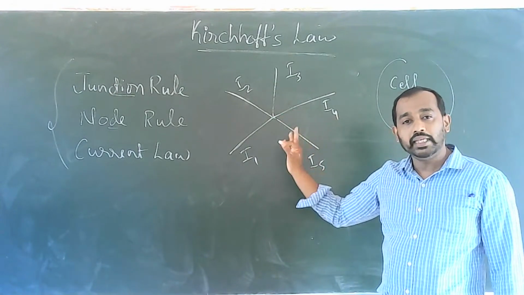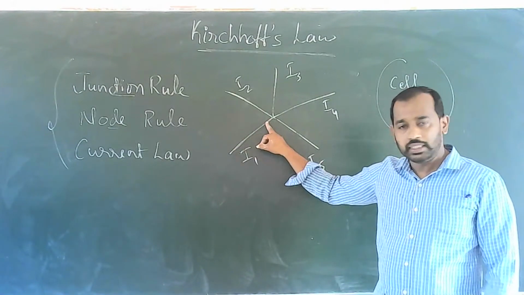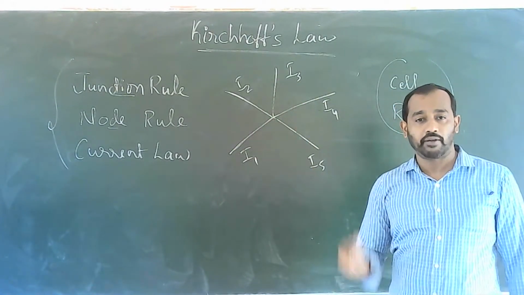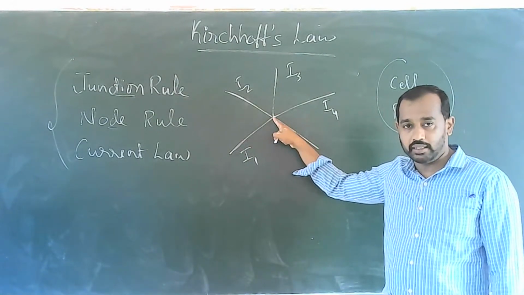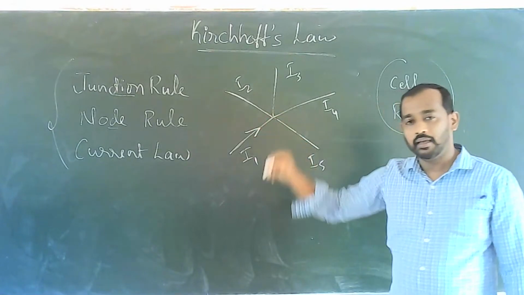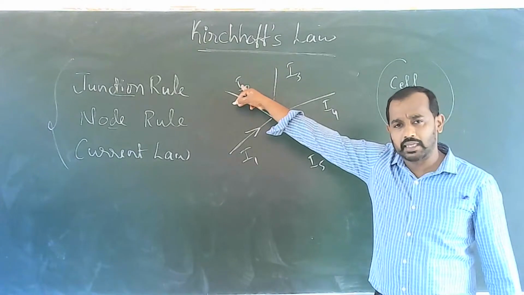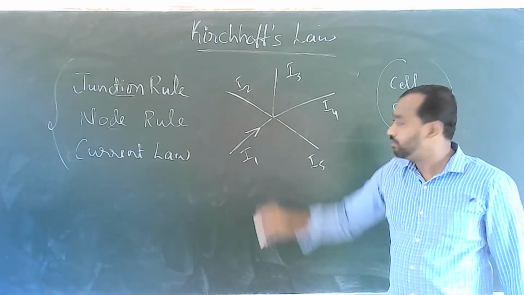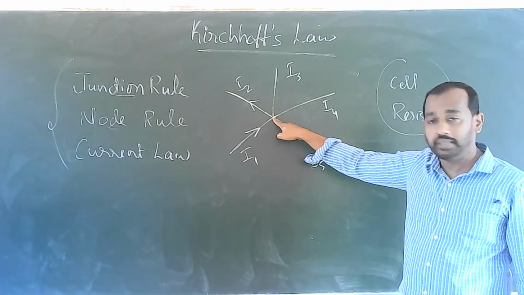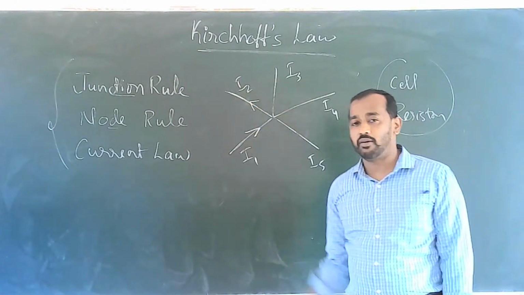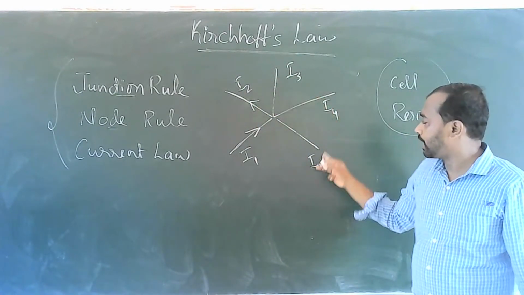That means there are 2 possibilities for the current to flow in this wire. Since we are taking the junction as a reference point, the current may be directed either towards the junction, represented by the arrow like this, or away from the junction, which is represented like this. That means here I1 is flowing towards the junction and I2 is moving away from the junction. Similarly, we can give any direction to these currents.